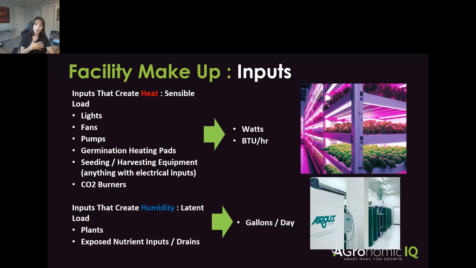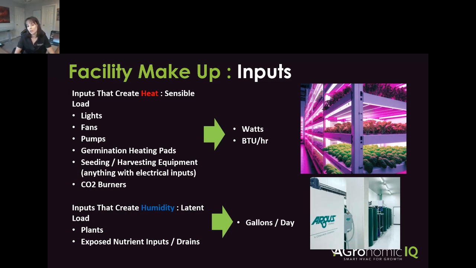If they are being provided electricity into the space, give us the watts of the lights, and then we can do the calculations of what the sensible load is. Things like CO2 burners from the manufacturers, you can get BTUs per hour. For the inputs and humidity, again, if you know what you're growing, we can have rules of thumb of plant transpiration rates or estimated plant transpiration rates.